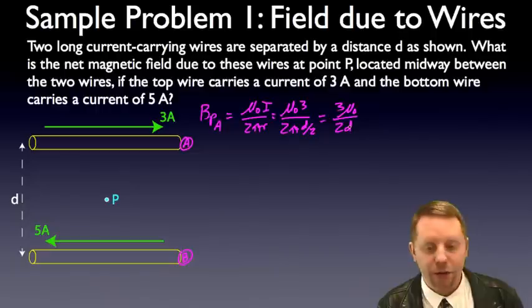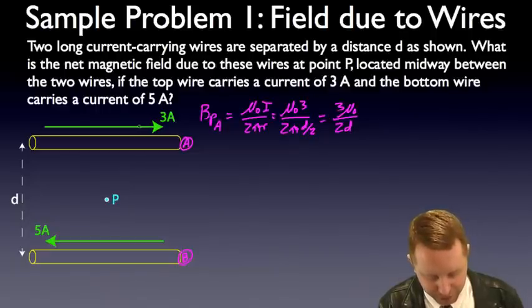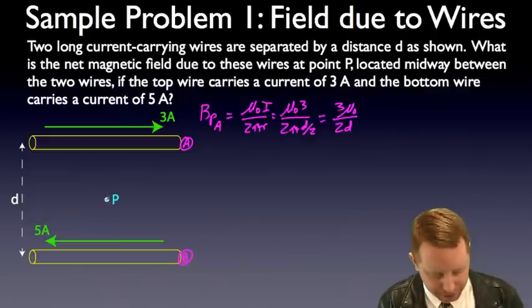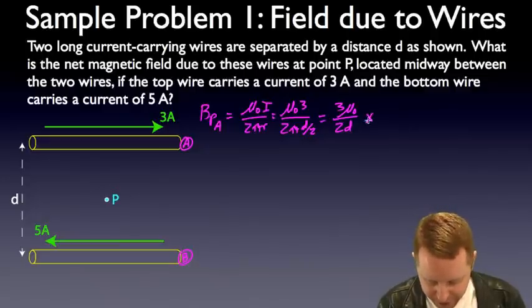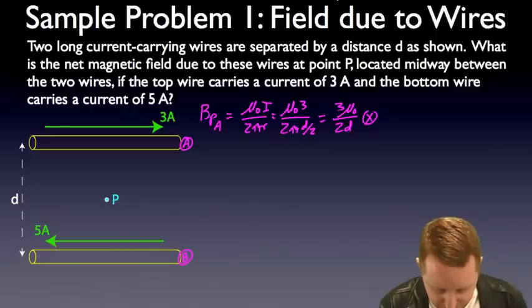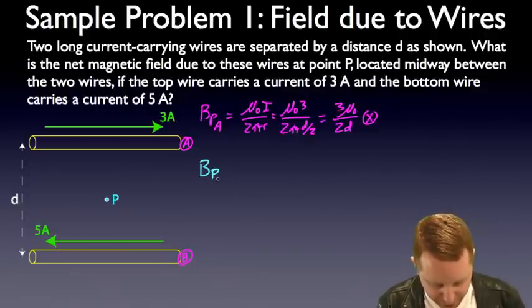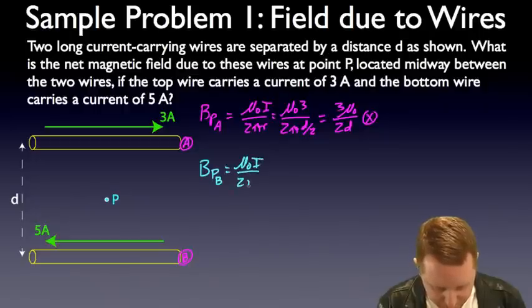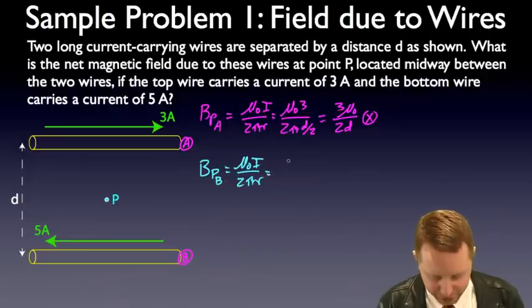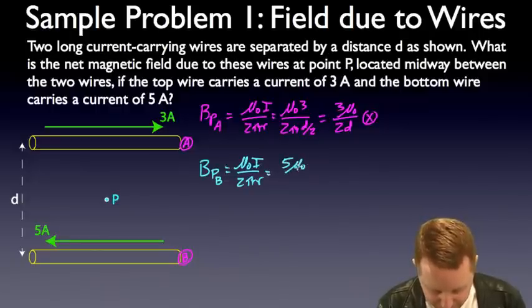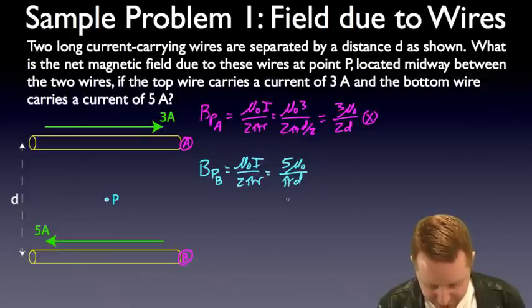And the direction by the right-hand rule, point the thumb of my right hand in the direction of the current flow, and as I wrap that around the wire, my fingers point in at point P, so that's going to be into the page. Now let's do the same thing for B. The magnetic field at point P due to wire B is also mu naught I over 2 pi r. Current now is 5 amps, so that's going to be 5 mu naught over, r is still d over 2, so that's just going to be pi d in the denominator.